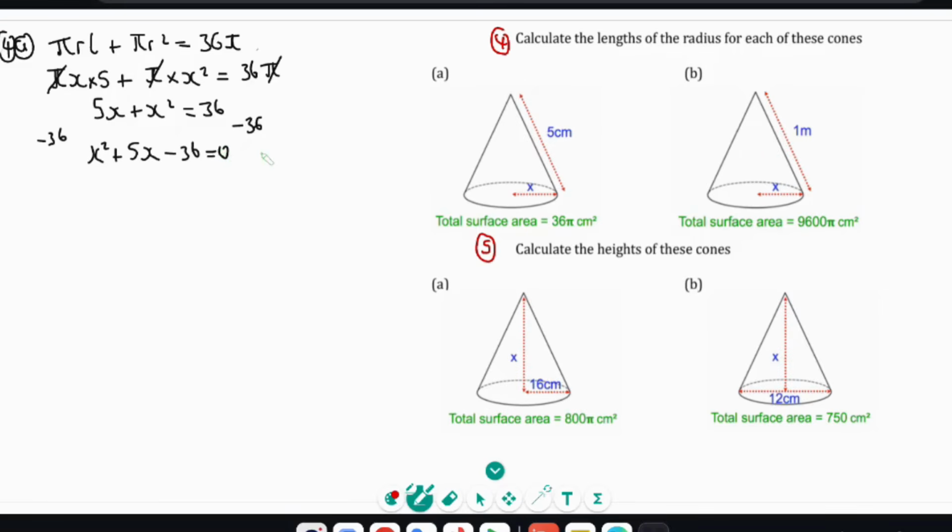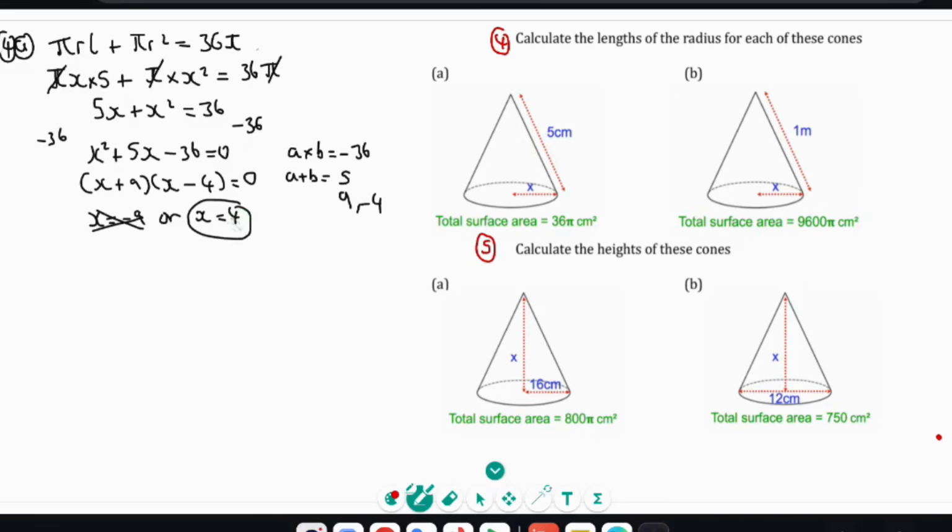How do I solve a quadratic equation? Let's see if I can factorise. A times b is negative 36. A plus b is 5. 9 and 4. One of them needs to be negative, so positive 9, negative 4. So x add 9, x minus 4. Solve. So x is either equal to minus 9 or x is equal to 4. The dimension can't be equal to minus 9, so that's my answer.